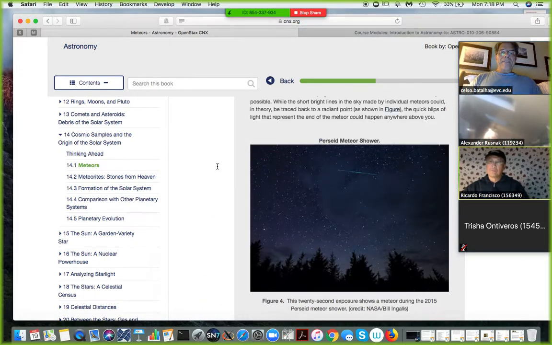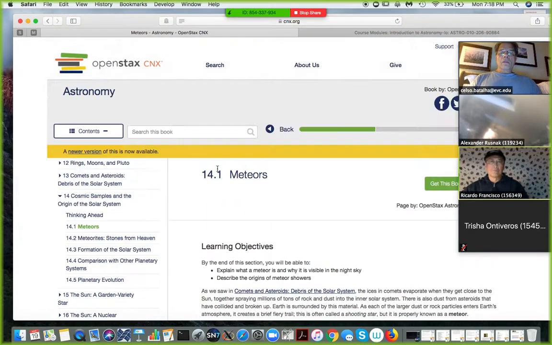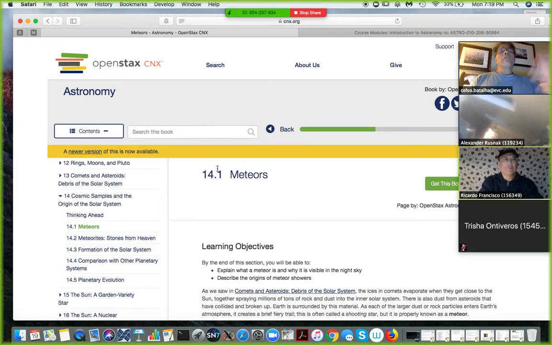So let's start with the definition of meteors. So meteors are any piece of junk that happen to be out there in the night sky. Or in fact, if you want a more general terminology, meteoroids are pieces of rocks or debris that happen to be in space, in the interplanetary space in our solar system.